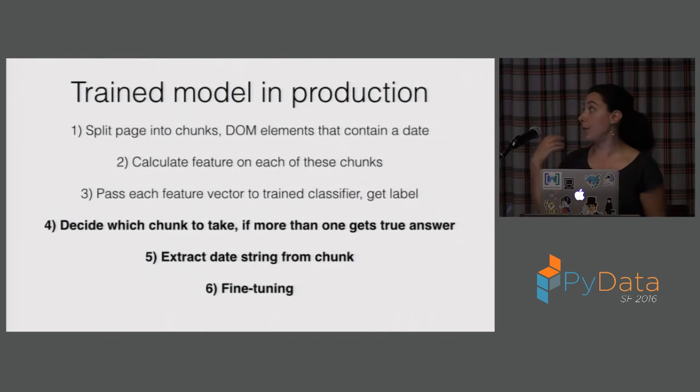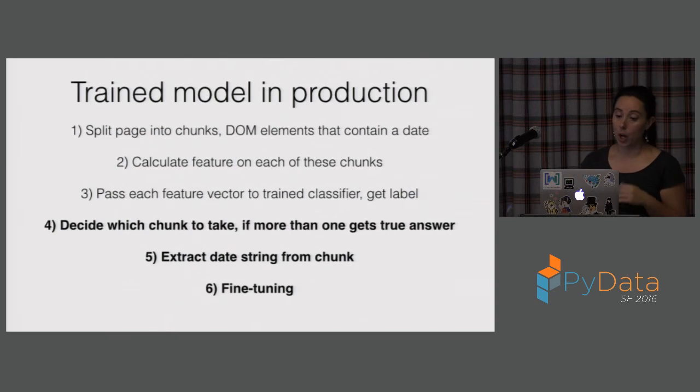In production, there are a few more extra steps. Now we don't have a bunch of pages. We just have one page where we want to know the publication date. We do the first few things the same. We take that page, split it into chunks, calculate features on the chunks, and then pass this feature vector to the trained classifier and get a label. The label is going to be: is this the publication date or is this not?